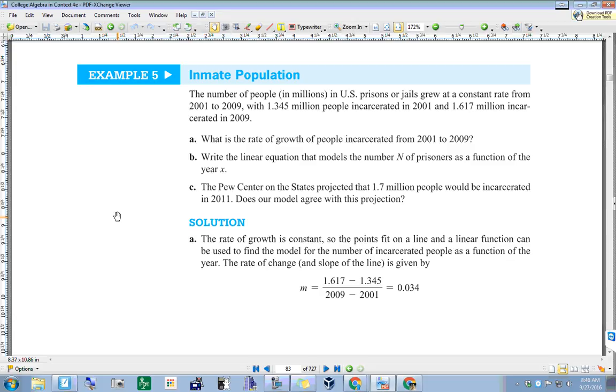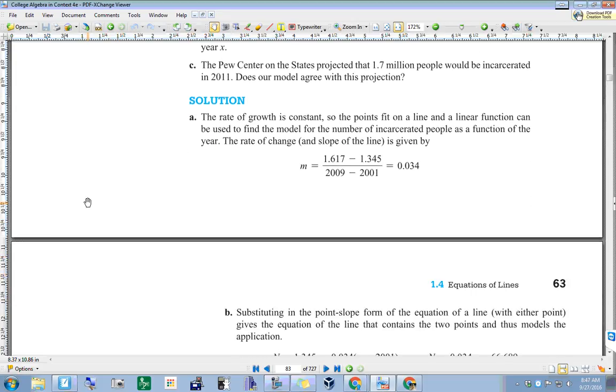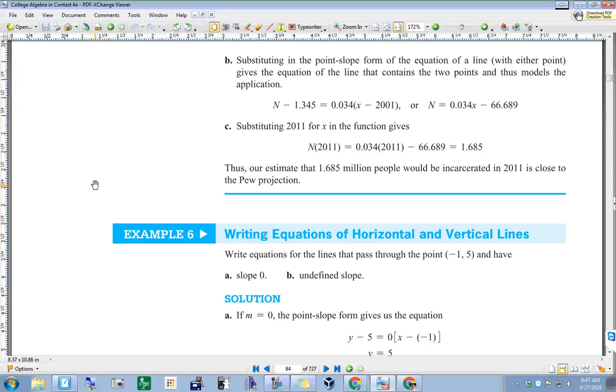Part C there says the Pew Center on the States projected that 1.7 million would be incarcerated in 2011. Does this model agree with this projection? Now, they've got the math down here. They put in 2011. They got 1.685. So was that estimate of 1.7 close? It wasn't a bad estimate. So sometimes you can get by with that. Okay.